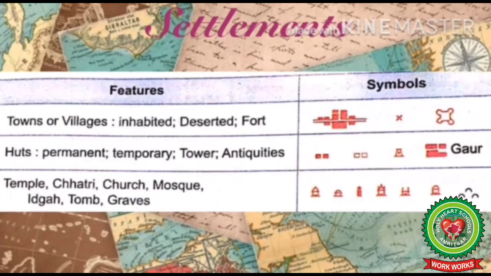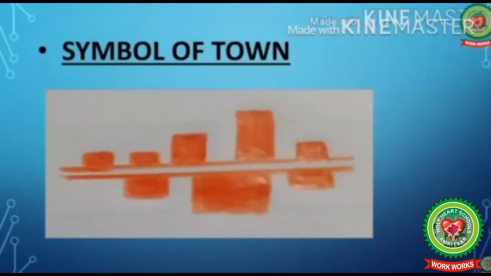Towns may be inhabited or deserted. By the word inhabited towns, we mean towns with more population. And by the word deserted towns, we mean towns with less population. Next, fort. By the word fort, we mean killa. Settlements are always shown in red color in the map. This icon is of inhabited towns where the population is more.